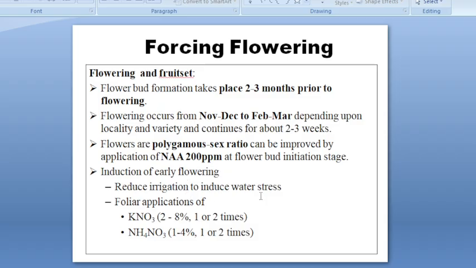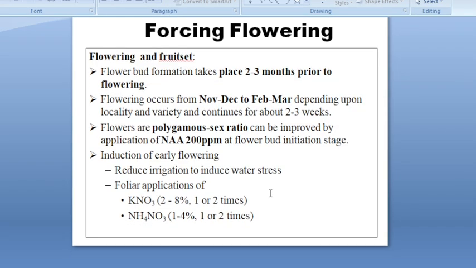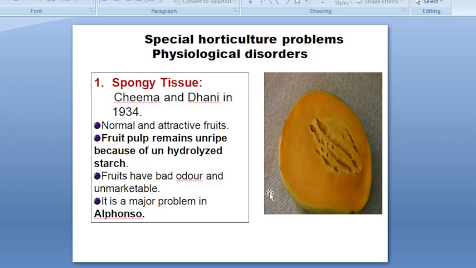Even in the early stages, we can spray some chemicals like micronutrients, KNO3 and also NH4NO3, one or two times. That will also help in increasing flowering and fruit set in the case of mango. So next are the important disorders, or physiological disorders.